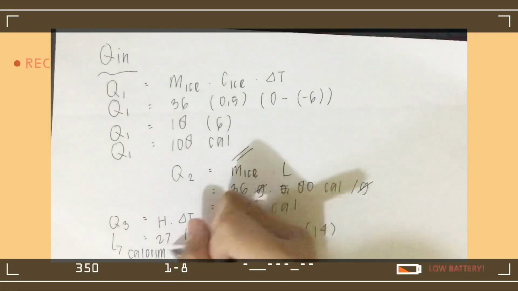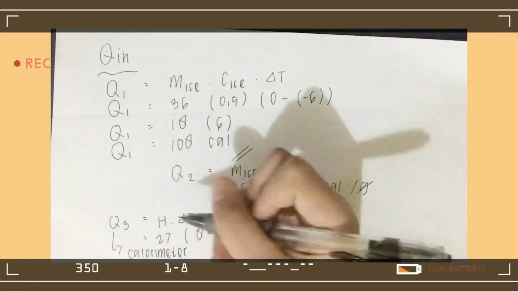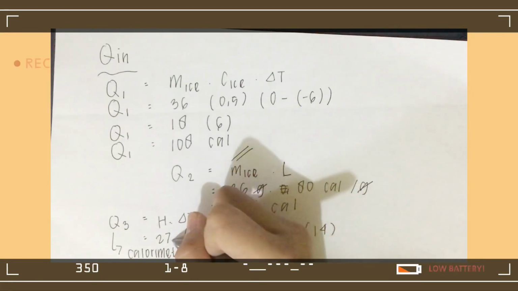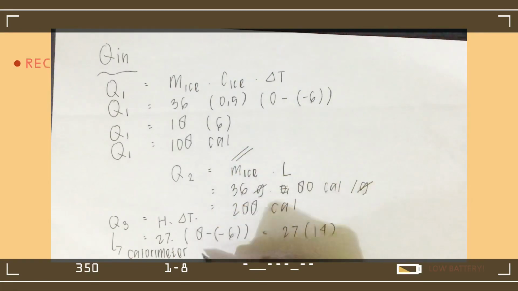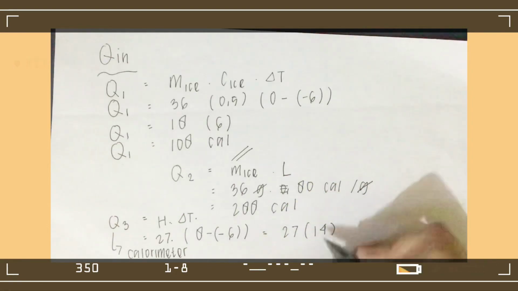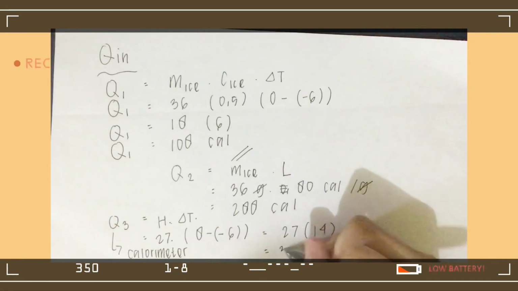Next, we need to search for the Q3. In this case, Q3 is the calorimeter, so we need to use the formula of heat capacity times delta T, and we put the numbers and we get the final answer.